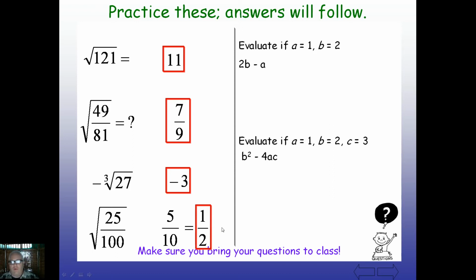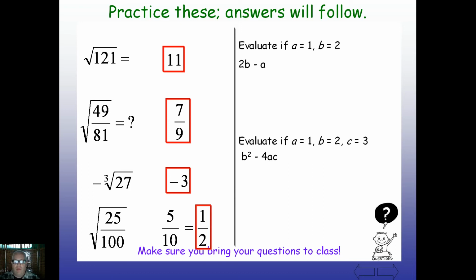All right, here's 2 more. Evaluate if A equals 1 and B equals 2. And evaluate in the second one if A equals 1, B equals 2, and C equals 3. So basically, remember what evaluate means. Plug in the value and simplify. All right, I'll wait right here. Go ahead and press pause, finish those real quick, and I'll see you in a minute or so.